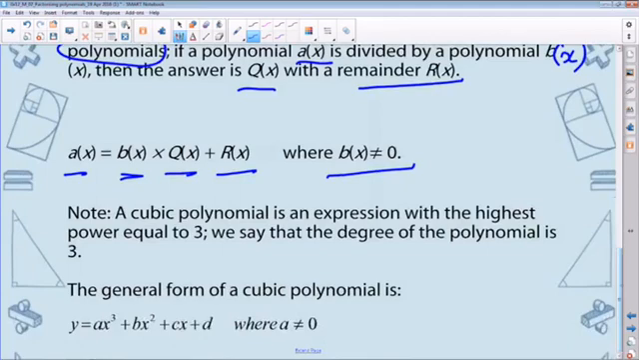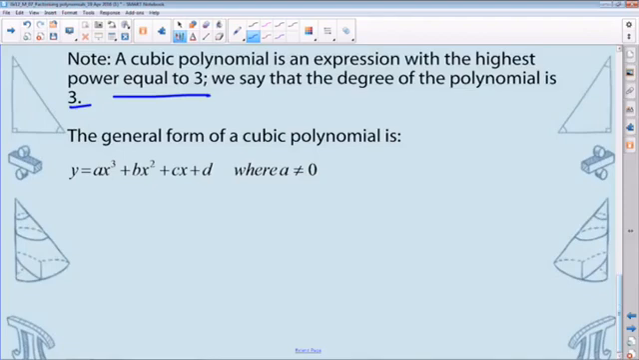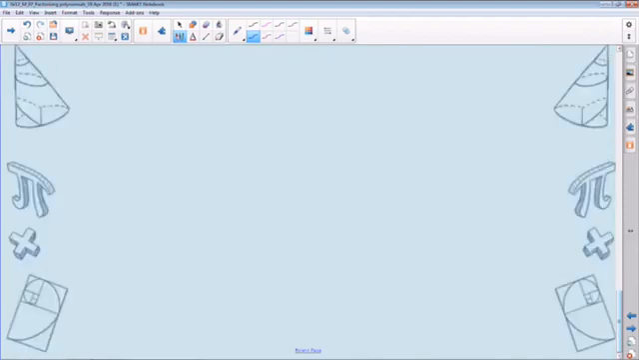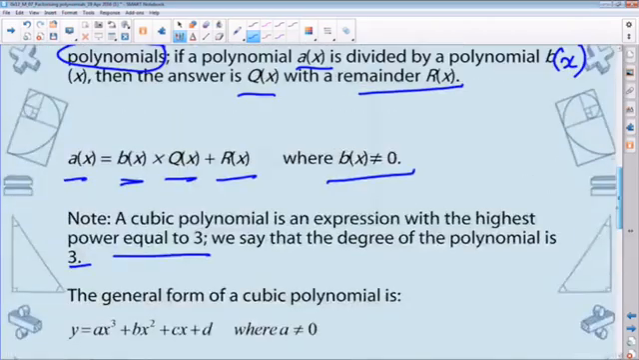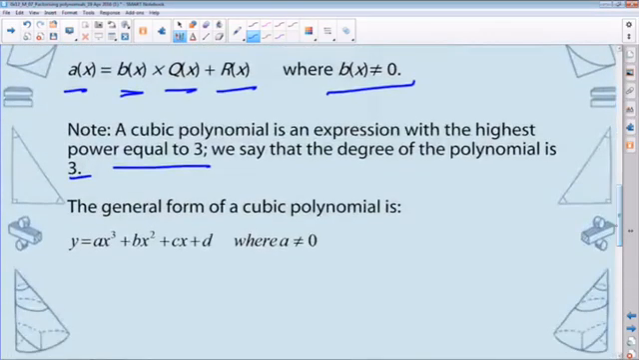All right. Also, a cubic polynomial is an expression where the highest power is 3. So we say the degree of the polynomial is 3. The general form of your cubic polynomial is y is equal to ax cubed plus bx squared plus cx plus d. Okay, so that's what we're going to be looking at factorizing as we go into today's lesson.